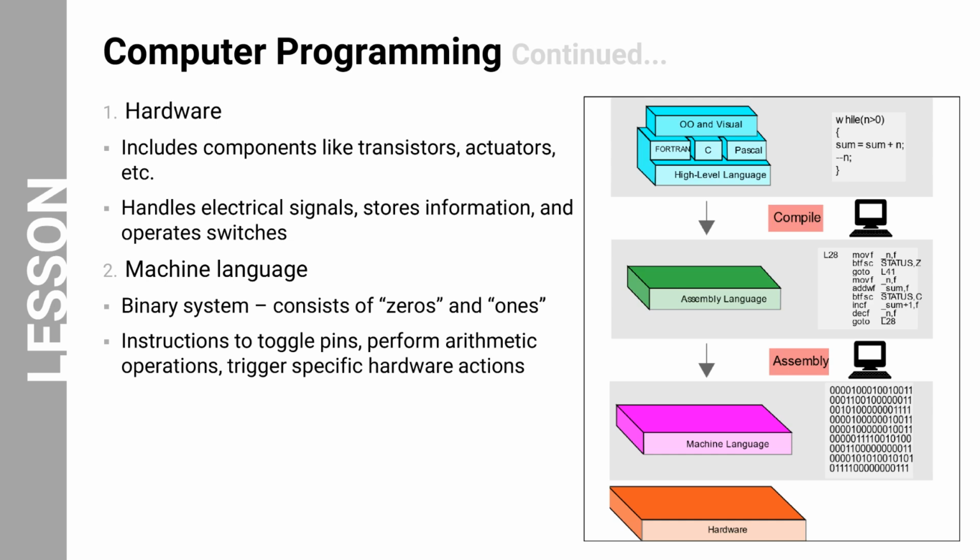The next level up is machine language, the binary digital system that forms the basis of software instructions. Machine language consists of zeros and ones, or ons and offs, that directly control the hardware. For instance, these binary instructions might toggle pins, perform arithmetic operations using digital logic gates, or trigger specific hardware actions. Machine language is highly specific and directly translates into hardware behavior.